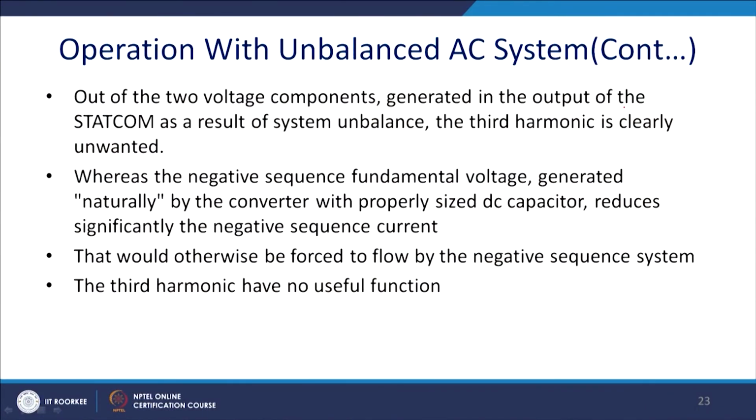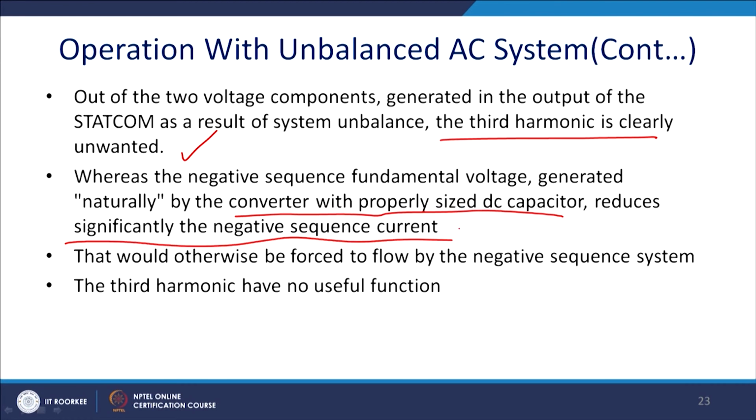Out of these 2 components generated at the output of the STATCOM as a result of the unbalance, the third harmonic is clearly unwanted. Please note that this will be a circulating one, whereas the negative sequence voltage generated naturally by the converter, with the properly sized DC capacitor, reduces significantly the negative sequence current that would otherwise be forced to flow in the negative sequence system, and the third harmonic has no useful function. So, it does not provide any sink for the third harmonic.